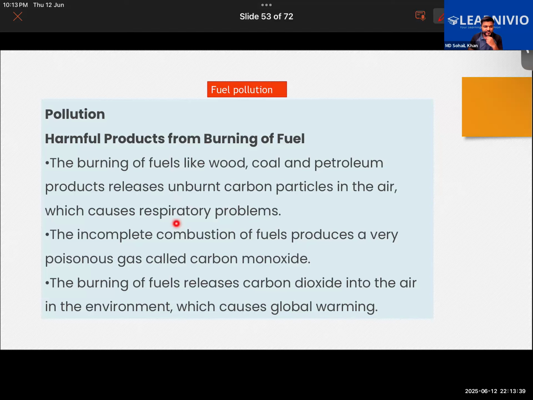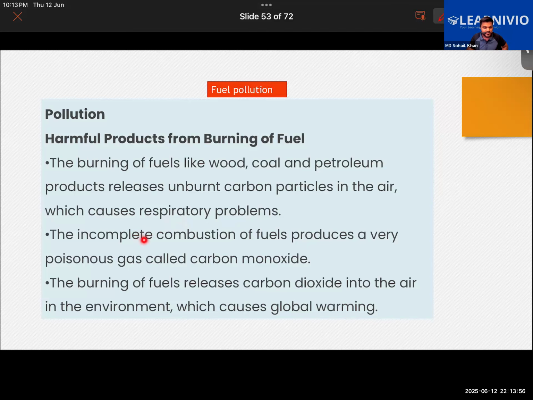Getting it? So what will happen? Those unburned carbon particles, if inhaled by a person, can go into your throat. They can stick to your windpipe, and thereby it will lead to infection. It will lead to respiratory diseases.